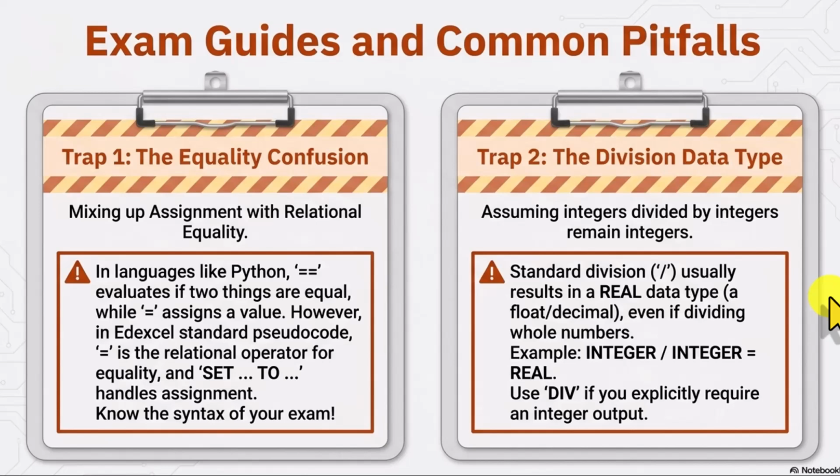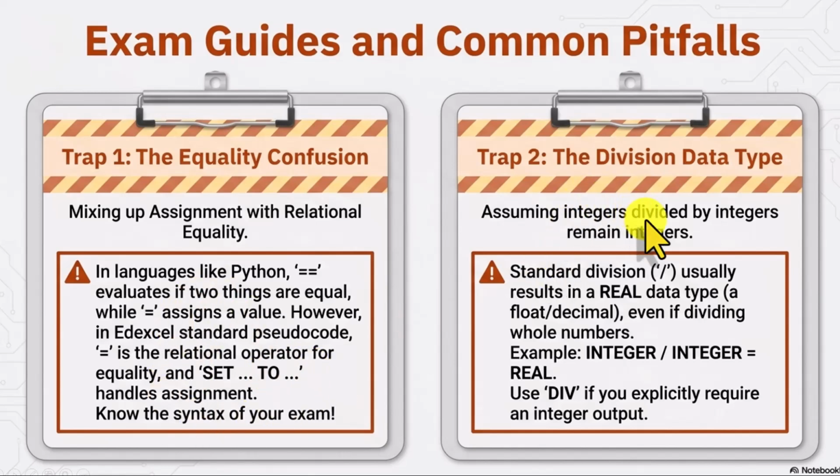Then exam guides and common pitfalls, which are really important for you if you want to take the exam. Mixing up assignment with the relational operator is one of the common mistakes made by students. In languages like Python, double equal evaluates if two things are equal, while a single equal sign assigns a value. So that is the assignment operator. However, in EDXL pseudocode, one equal sign is the relational operator, and for assignment we use set dash to dash. So remember that.